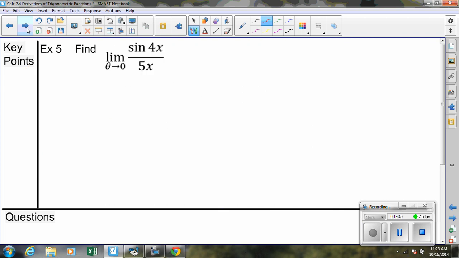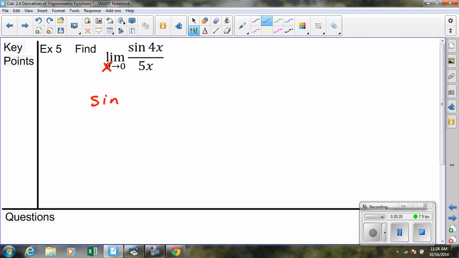Well, the problem we have here is that, first off, that's supposed to be as x approaches 0, not theta. I apologize for that. We don't have sine of 4x over 4x. If we had sine of 4x over 4x, we'd be able to apply that theorem instantly and just say 1. Unfortunately, though, it's not 4x in the denominator. It's a 5. So what do we need to do to fix this?